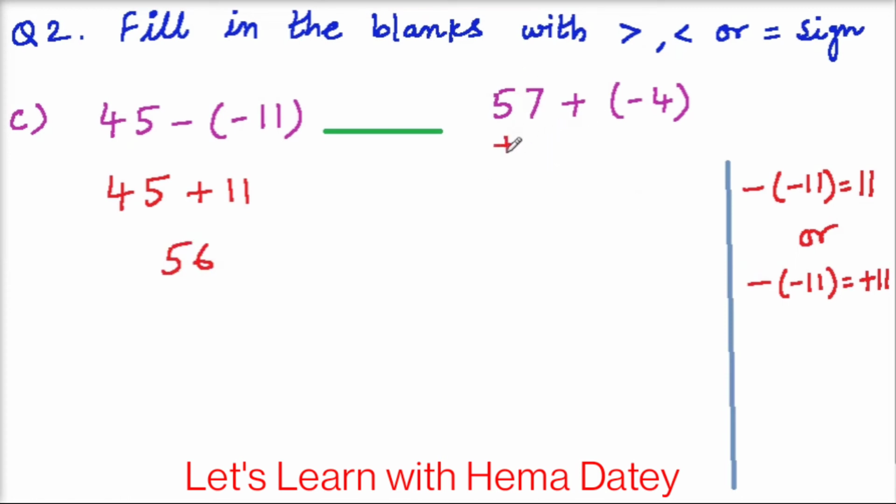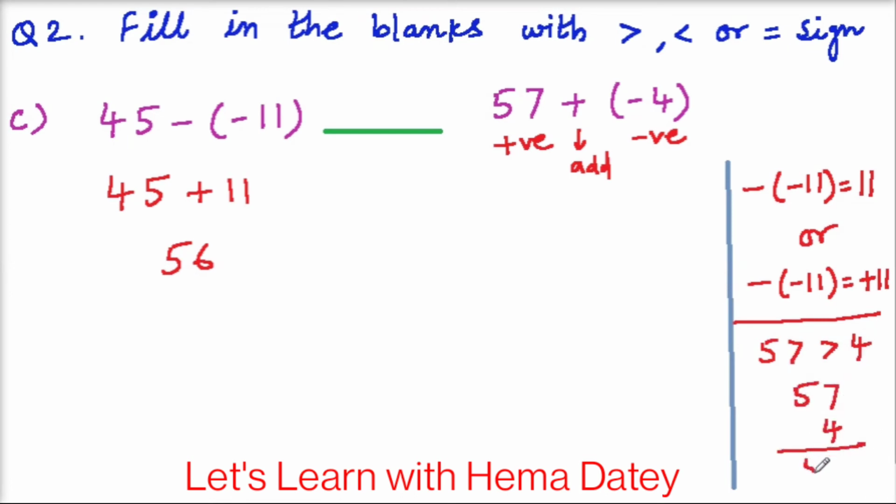Let's solve right hand side. 57 is a positive integer, -4 is a negative integer. We have to add both of them. Since the signs of the integers are different, so the numbers will be subtracted. 57 is greater than 4, so out of 57 we will subtract 4. The answer is 53. Now what about the sign? 57 is positive, 4 is negative, 57 is greater, so the sign will be positive. We'll get +53 on the right hand side.